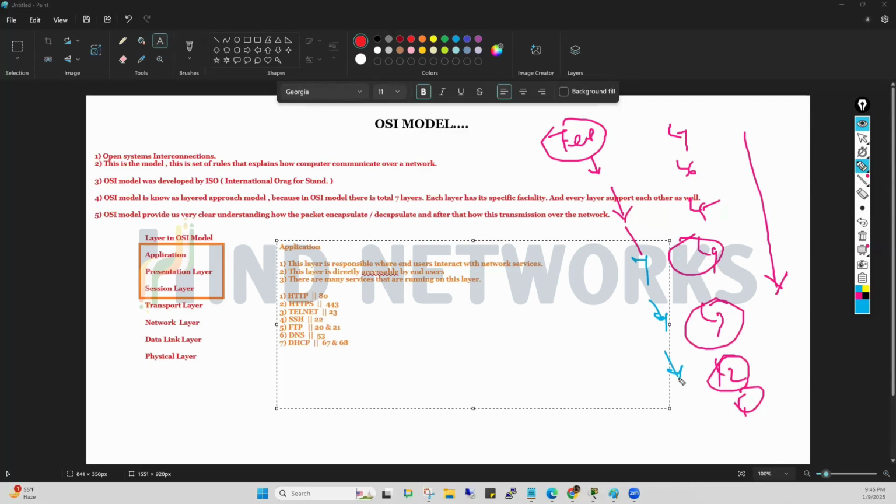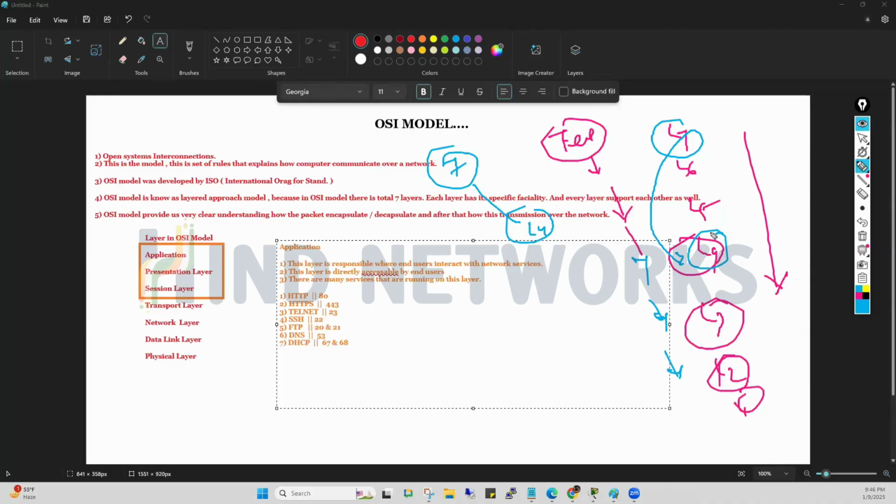Now, when any packet is generated at layer number 7, definitely that packet will go to layer number 4. Layer 7 to layer 4, that is the basic thing. Whenever any packet is generated at layer number 7, definitely it will go to layer number 4, definitely to layer number 3, and definitely to layer number 2.